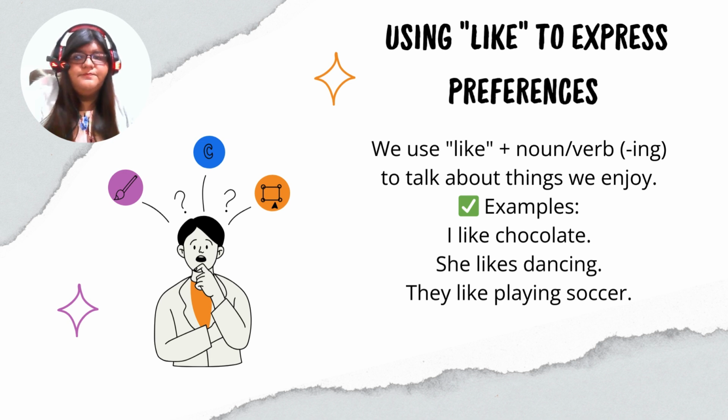If you see here, when I'm talking about me, I won't add an S to the verb like. But if I'm talking about someone else like she or he, I will add an S to the verb like. She likes dancing, and the verb will end with ing form. Do you remember? And if you don't, I recommend you to watch my video. You will find it in this YouTube channel. Then we have they like playing soccer.